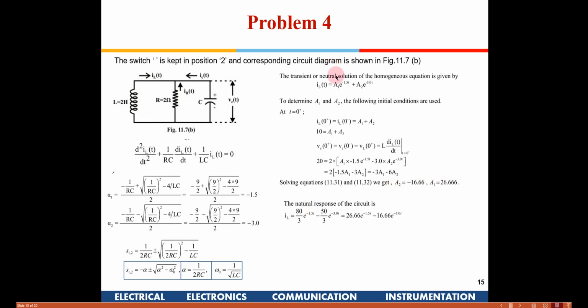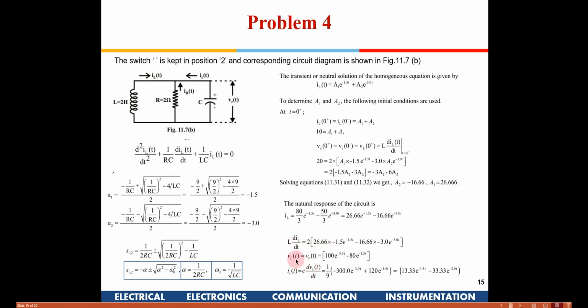So we substitute the values of A1 and A2 into the equation on top, and we get this equation out here. Since there is no voltage source here, the natural response itself is the final answer in this case. And that is the current which is there.